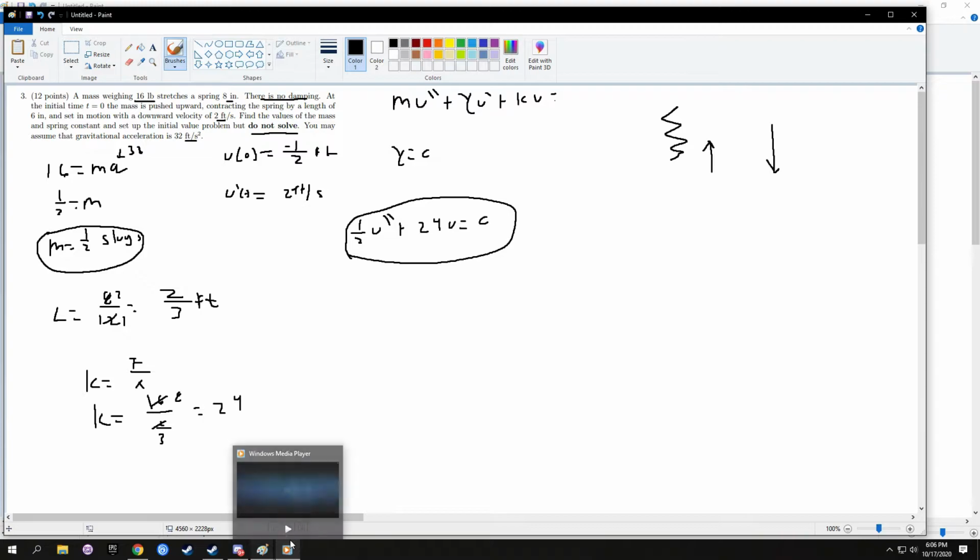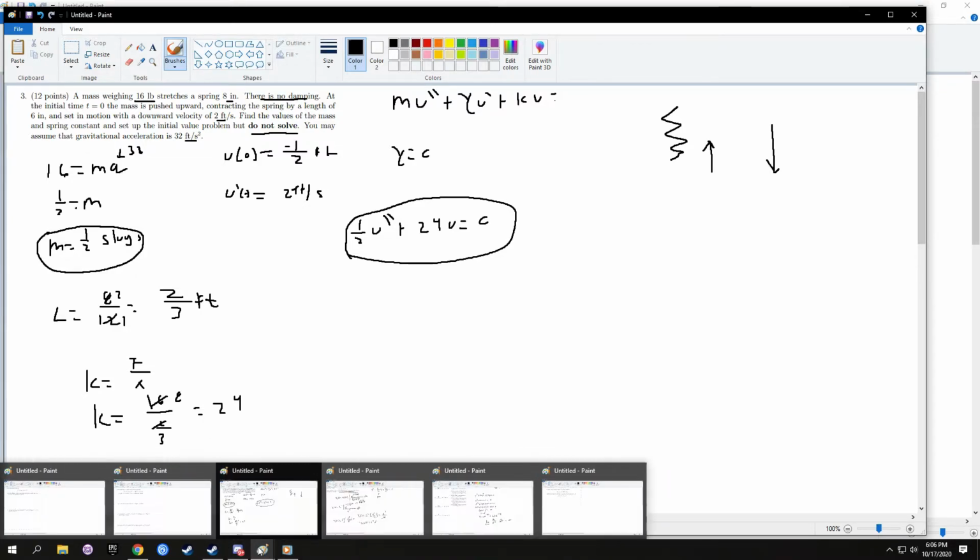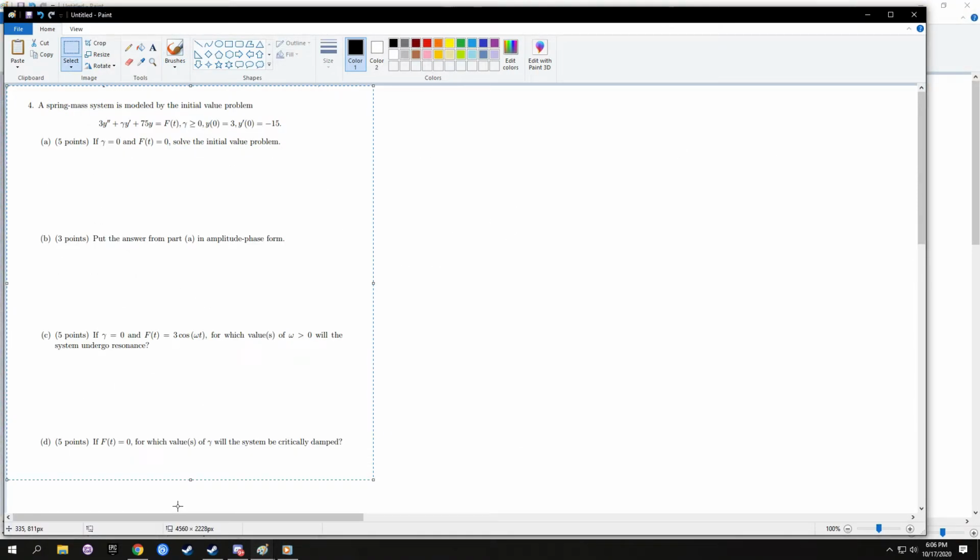So next question will be number 4. This is an actual real mass spring system right here, and this is one he wants you to solve. It has 4 parts, and it's very easy. You just have to relax and think about it.